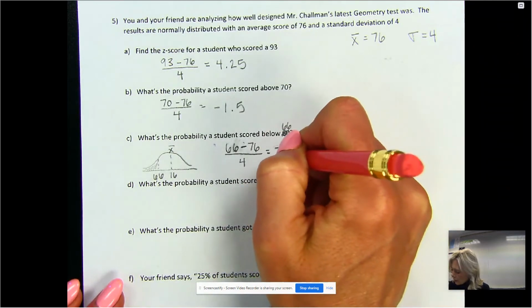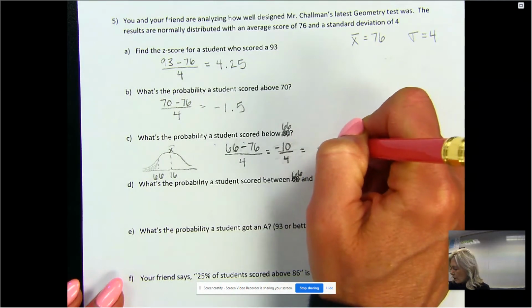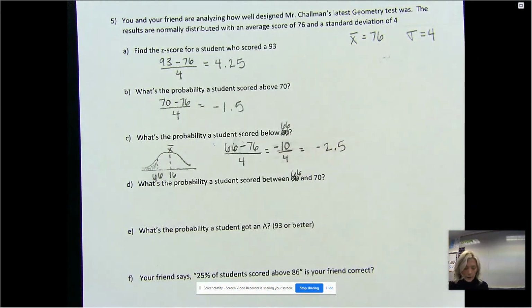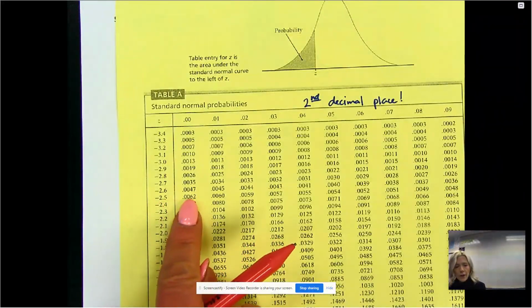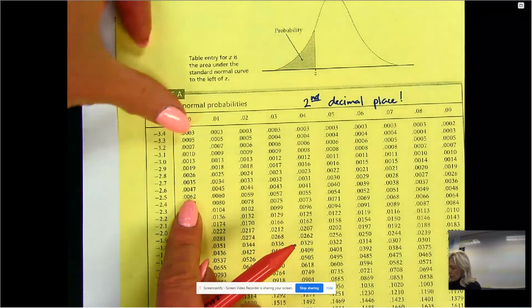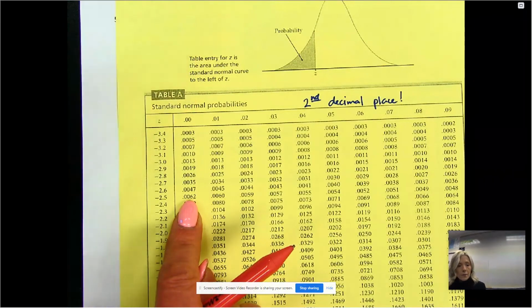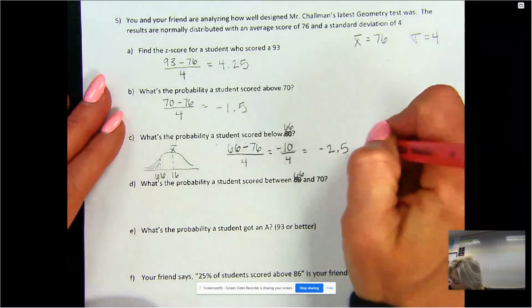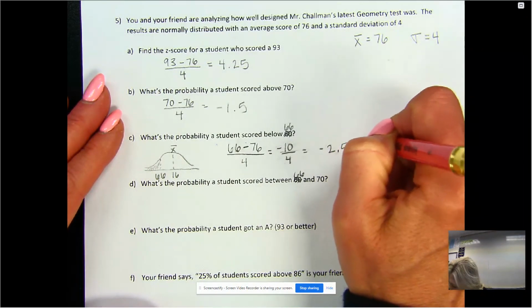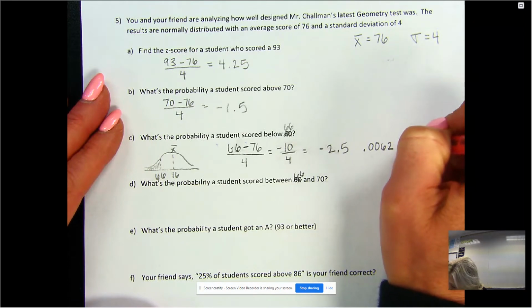Okay, so 66 minus 76 is negative 10. Divide that by 4 and you get negative 2.5. Okay, so negative 2.5 is on our table. It's right here. And negative 2.5, so then we would go to the 0 column because it's just negative 2.5. 0.0062. So we get 0.0062, which is 6.2%.